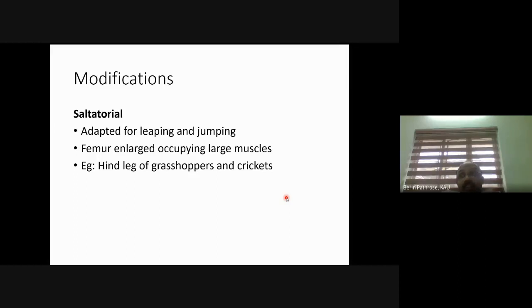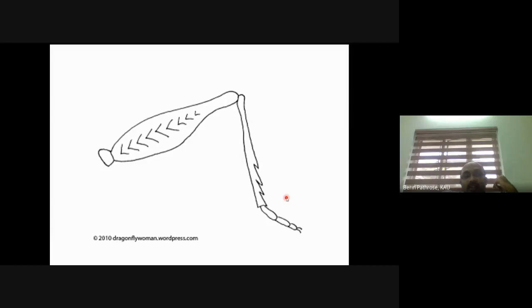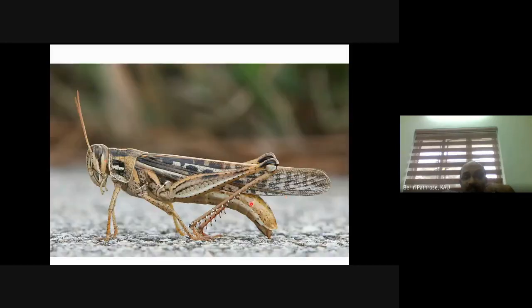So that leaping and jumping function is enabled by the saltatorial legs. If you see the saltatorial leg, see it over here. This is the picture of the locust we were discussing several times. And see, this is the foreleg, this is the hind leg. See, there is not much modification in the foreleg and mid leg. See the hind leg.